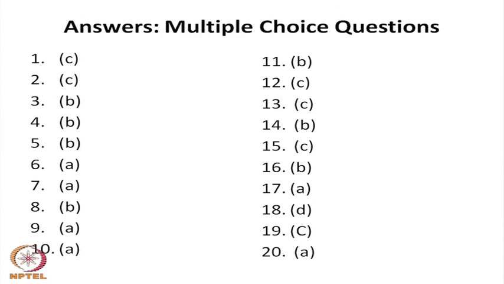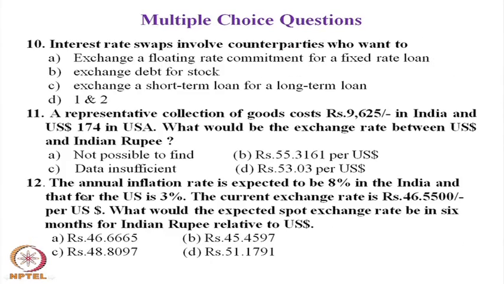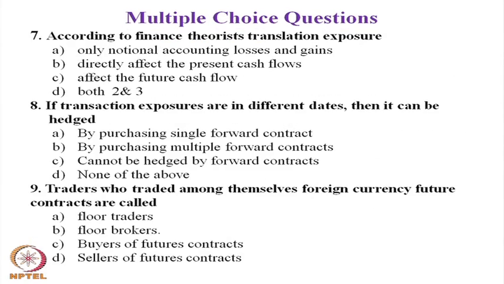Question number 7 answer is A. What is question number 7? According to finance theory, translation exposure. Translation exposure is the accounting exposure.